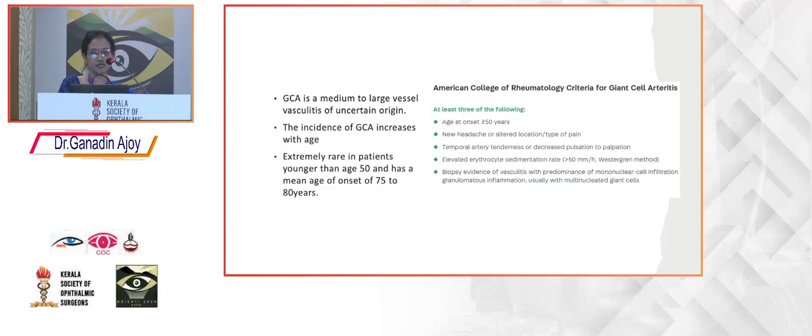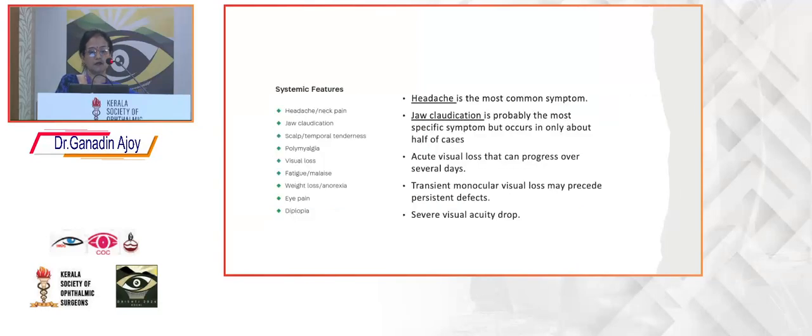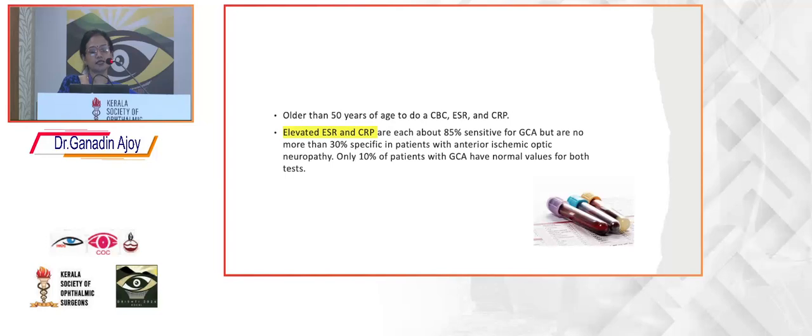There are criteria: age greater than 50, new headache, temporal artery tenderness, elevated ESR, and biopsy. Visual loss is the main thing. It is mostly AION, and arteritic is the most common cause. Headache is the most common symptom, and jaw claudication is the most specific symptom. Elevated ESR and CRP are 85% sensitive for the presence of GCA, but 10% may have normal values.